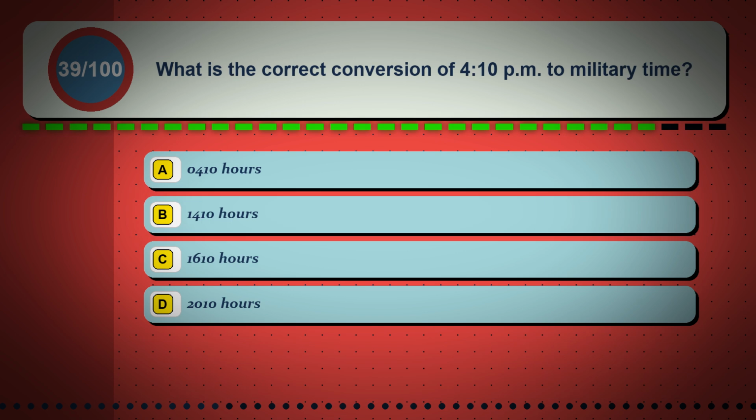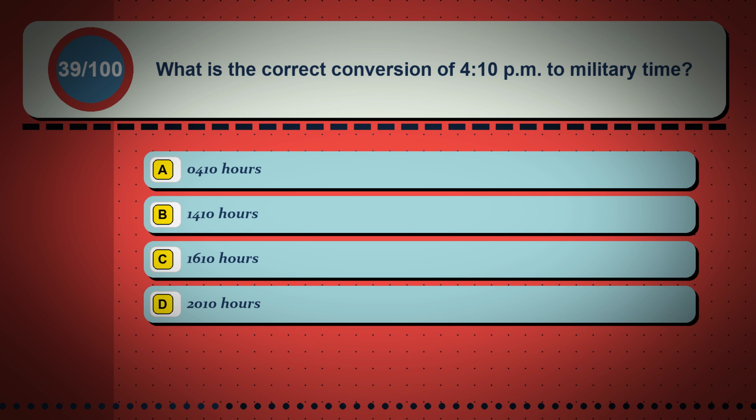Question 39. What is the correct conversion of 4:10 p.m. to military time? Option A, 0410 hours. Option B, 1410 hours. Option C, 1610 hours. Option D, 2010 hours.